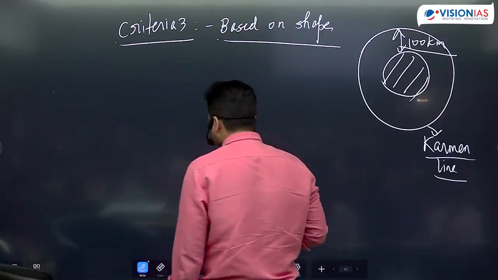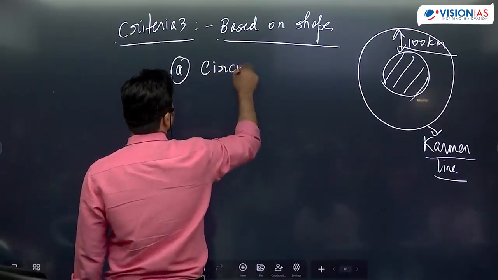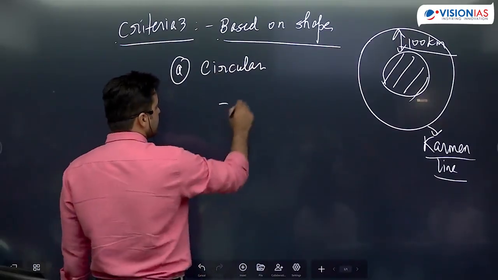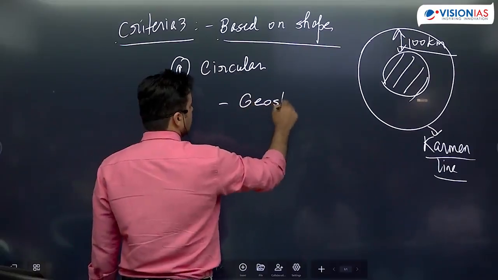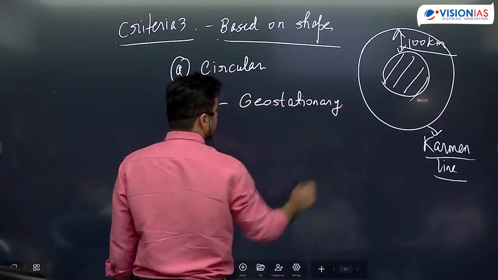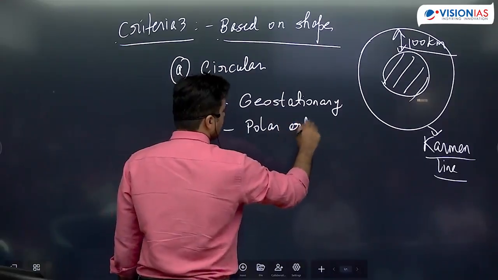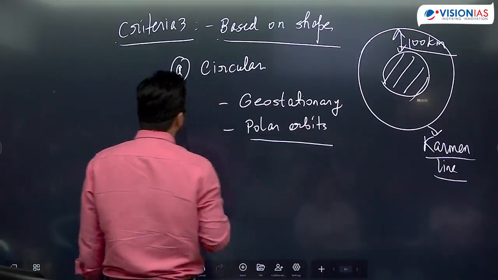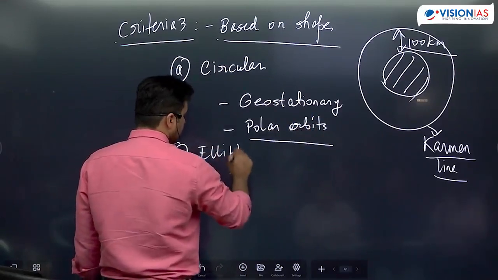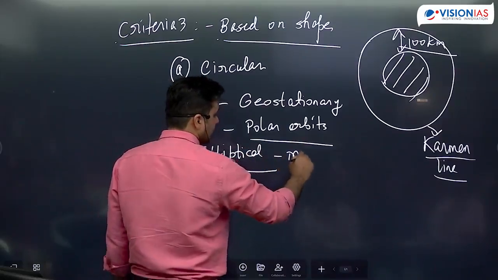Based on shape, two shapes are possible. Circular: there are very few orbits which are circular. There is just one very special orbit called geostationary orbit which is circular, and many polar orbits are also circular. But most of the orbits are elliptical. Most of the orbits.